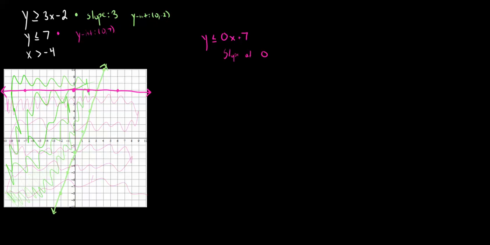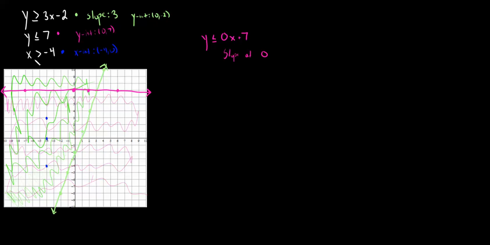Our third one, I'll do in blue. This one is just x greater than -4. This one has no y. It just has an x. The x-intercept is -4, 0. Okay, and you can kind of think about this one. Where is x -4? Well, x is -4 here. x is -4 here. And x is -4 here.